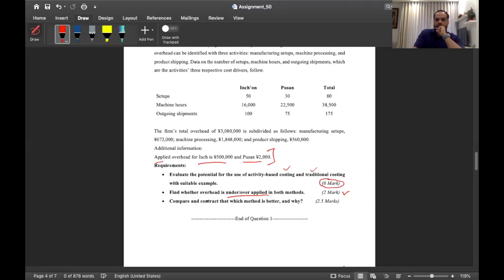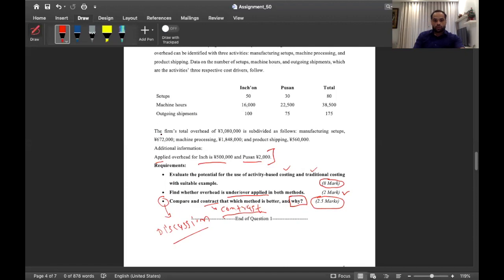The third one is to compare and contrast which method is better and why. It is contrast, not contract, contrast. So compare and contrast which method is better. You have to tell me whether ABC is better or traditional is better, and you have to explain why. This requirement is about theory, comments, or discussion. The marks are 2.5 for this requirement.